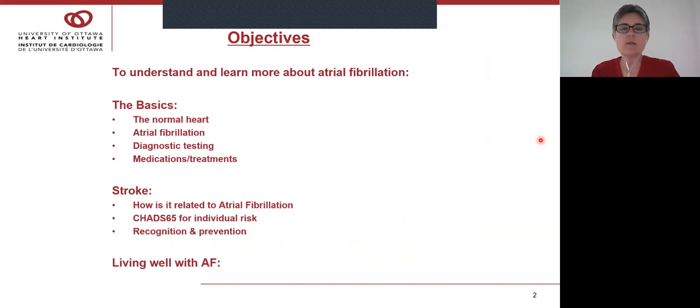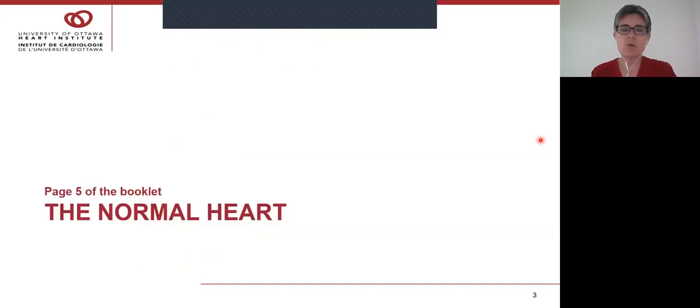And we'll look at the risk of stroke with atrial fibrillation and how to deal with that risk, how to prevent stroke. And we'll look at the algorithm CHADS-VASc that we use to determine an individual's risk of stroke with atrial fibrillation. And we'll also look at some lifestyle management for atrial fibrillation and some tips to live well with atrial fibrillation. So first we'll look at the normal heart.